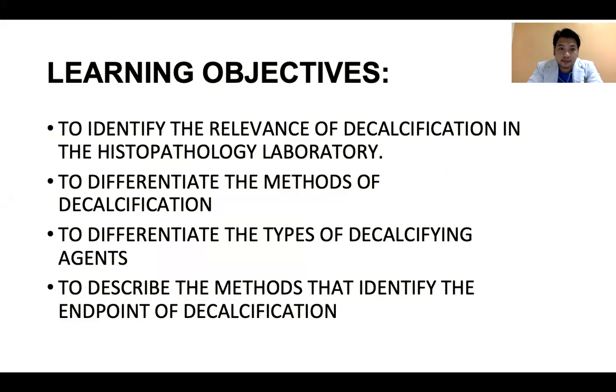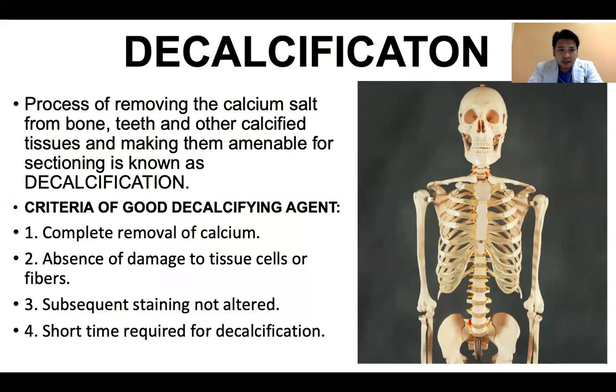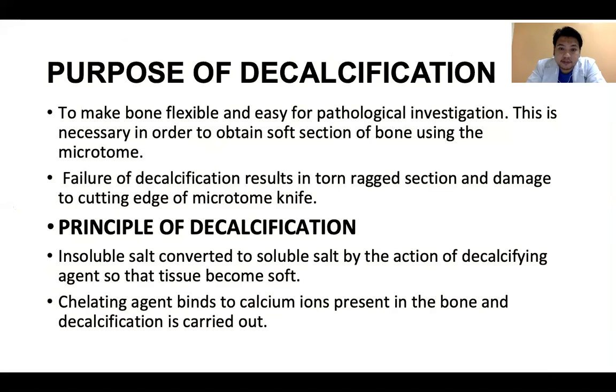Decalcification is usually done if the specimen is bone, teeth, or calcified tissues. But in a routine laboratory, we do not perform decalcification if the tissue is not calcified, since there is no calcium to remove. Decalcification is the removal of calcium salt from bone, teeth, and other calcified tissues, making them amenable for sectioning. Criteria: complete removal of calcium, absence of damage to tissue cells or fibers, subsequent staining not altered, and short time required for decalcification.